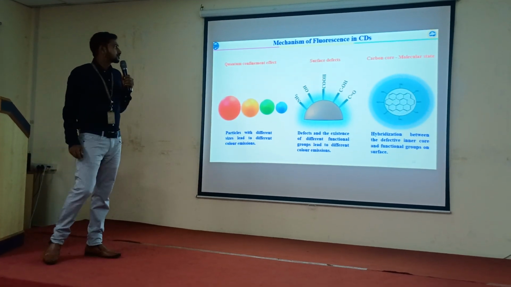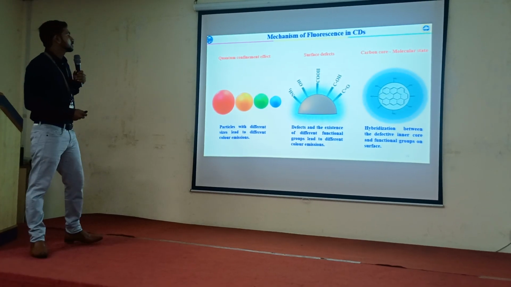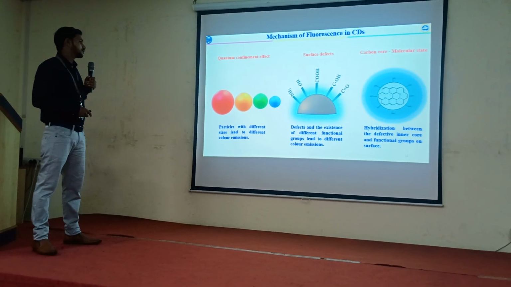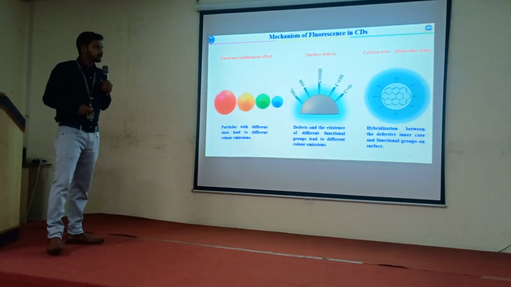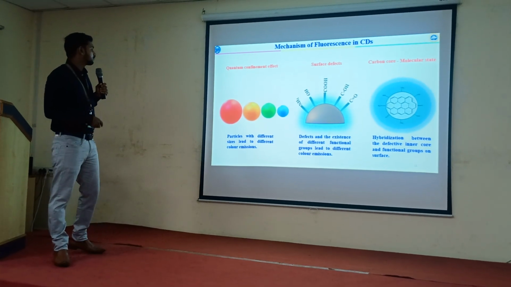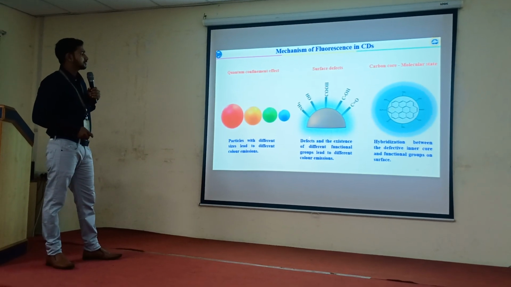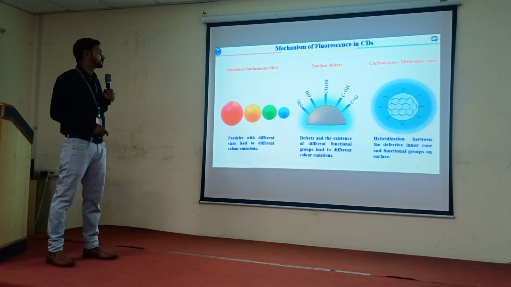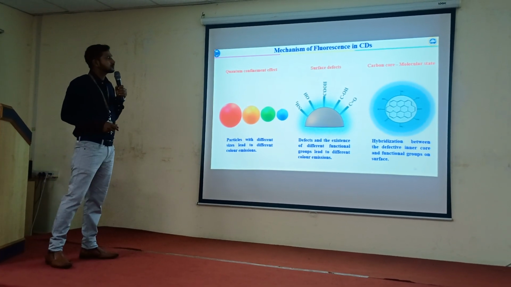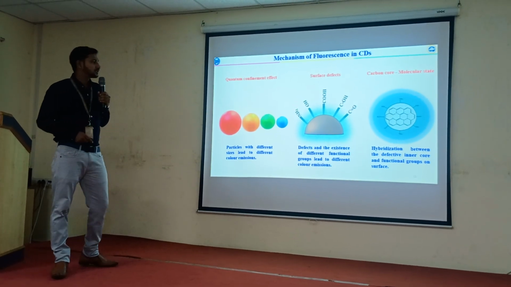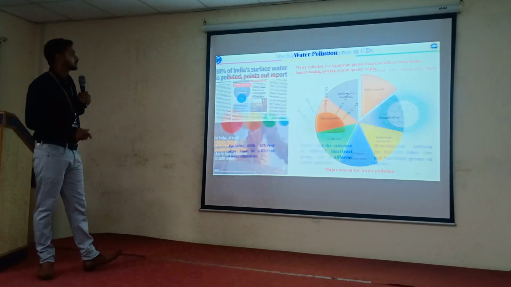And the mechanism of fluorescence in carbon dots. Till now, the exact mechanism of fluorescence in carbon dots is a debate. However, the researchers reported 3 different possible mechanisms, which are quantum confinement effect: the different emission from the carbon dots are observed from the different particle size in the solution. The surface defect corresponds to the existence of defect and different multiple functional groups in the carbon dots leads to multiple emission colors. And the carbon core and molecular state defines the hybridization between the defective inner core and well functionalized surface group on the surface of the carbon dots.